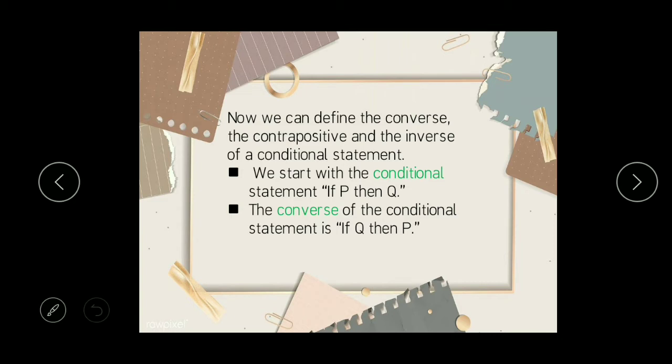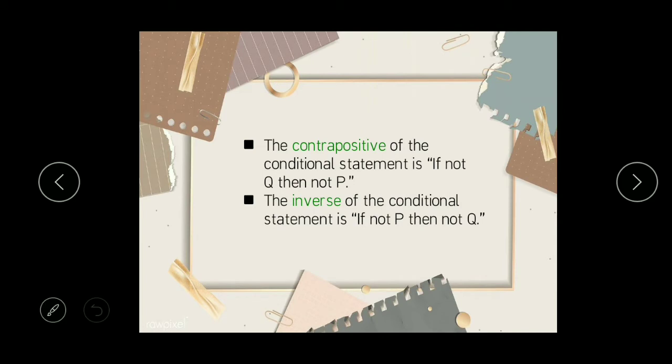Now we can define the converse, the contrapositive, and the inverse of a conditional statement. We start with a conditional statement: if P, then Q. The converse of the conditional statement is if Q, then P. Our contrapositive of the conditional statement is if not Q, then not P. And our inverse of the conditional statement is if not P, then not Q.